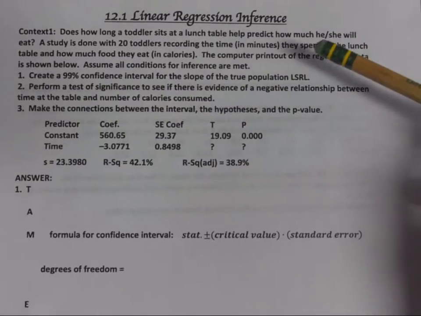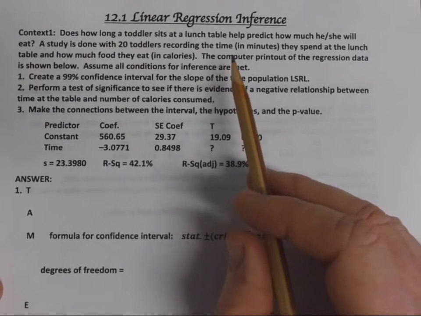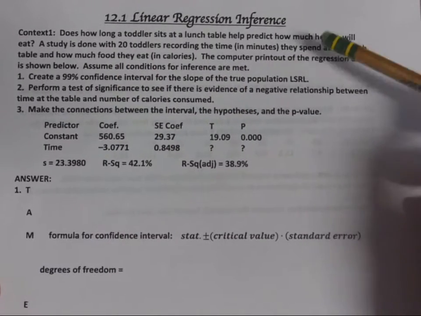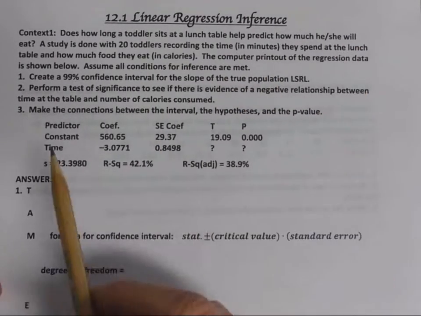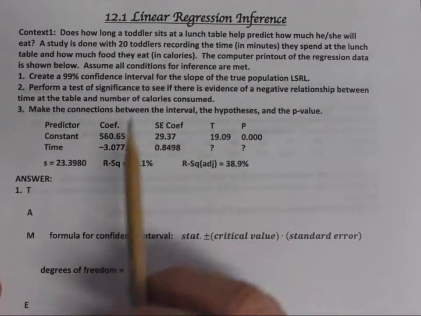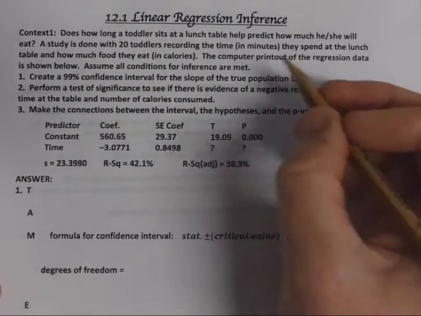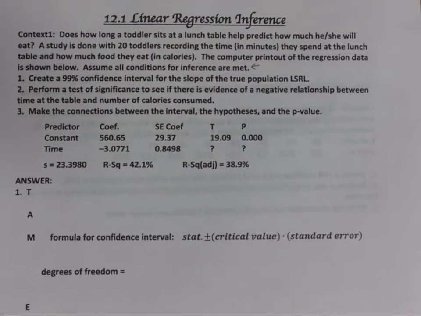So let's look at this context. It says, does how long a toddler sits at a lunch table help predict how much he or she will eat? A study was done with 20 toddlers, recording the time in minutes that they spend at the lunch table and how much food they eat in calories. The computer printout of the regression data is shown below. Assume all conditions for inference are met, so we won't have to do those in our first context. In our second context, we'll do them, and those are pretty involved. We have the most involved assumptions or conditions in any of our inferences, actually.